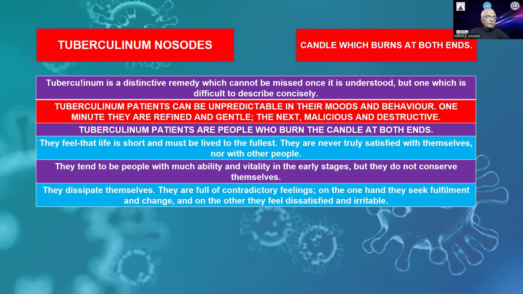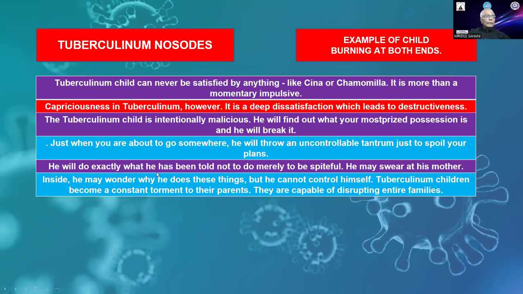So they tend to be people with much ability and vitality in the early stage, but they do not conserve themselves. They dissipate themselves. They are full of contradictory feelings. On one hand, they seek fulfillment and change, and on the other hand, they are dissatisfied. So the contradictory symptoms are more important, and the same patient will show the two states. Contradictory, because it is burning at both ends of the candle. Tuberculinum cannot be satisfied with anything.